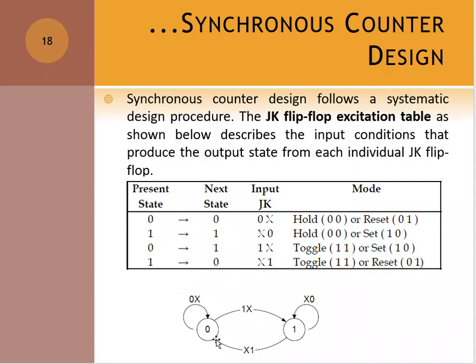Okay. If 0 to 0, we can write it as 0X, okay, based on this excitation table. Then if we have 0 to 1 change, this is 1X. And then if 1 to 1, X0, and then 1 to 0, X1. We can redraw it using this figure. Okay.